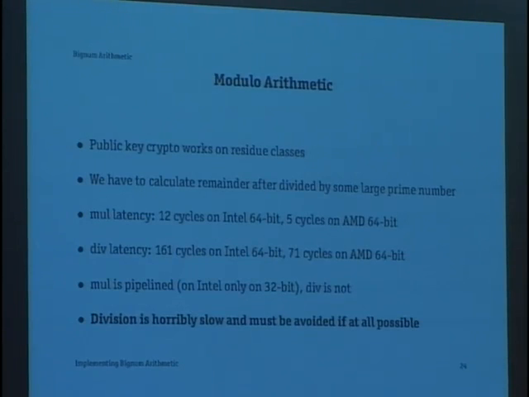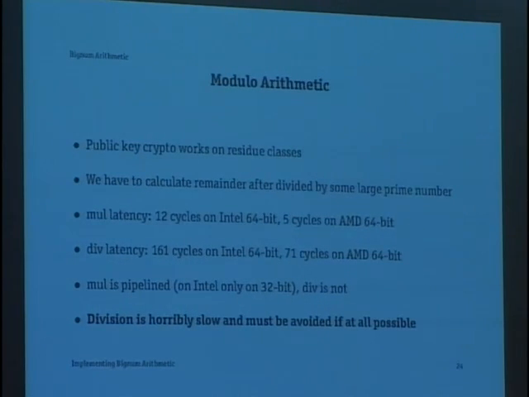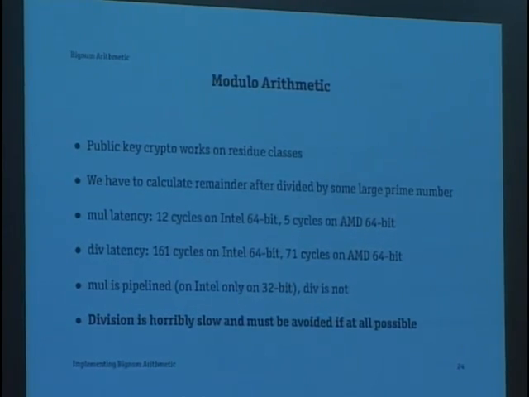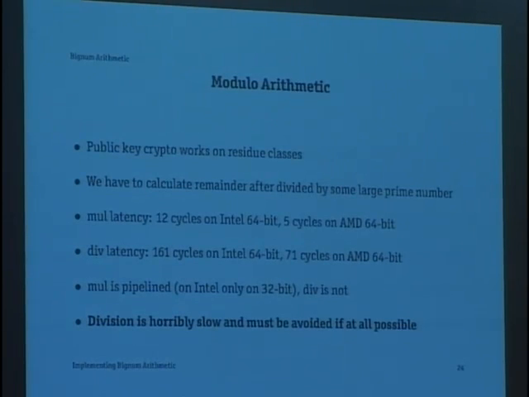So about modular arithmetic. Public key crypto usually only works on residue classes, modulo some big prime number. And it turns out you can use that fact. You have to calculate the remainder after dividing by some really large prime number, and if it was a power of 2, it would be easy, right? Then you could just shift and it would be over. But we don't do that on purpose.